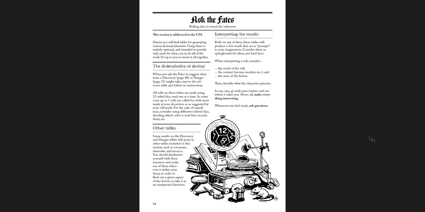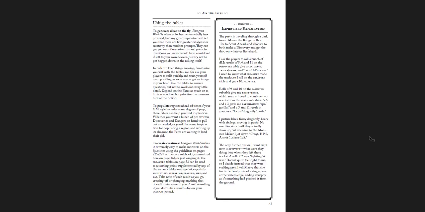Now this is another way of doing, kind of on the fly, random adventure discovery, basically. So as you're going through an adventure, you just roll randomly on things, and it's how to do that. So how to use the D12, the dodecahedron of destiny, and how to interpret those rolls when you roll them at the table to generate things on the fly.